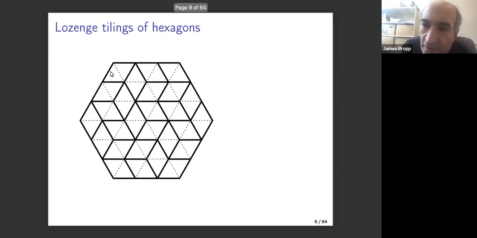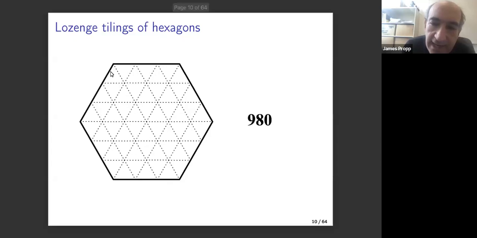And here's an even older one, although when it was discovered by Major Percy MacMahon over a century ago, he didn't think of it in terms of tilings. He used the language of plane partitions. I won't explain the dictionary that goes between those, but here's an example of a tiling of a regular hexagon of side length 3 with lozenges. And the number of tilings is exactly 980.